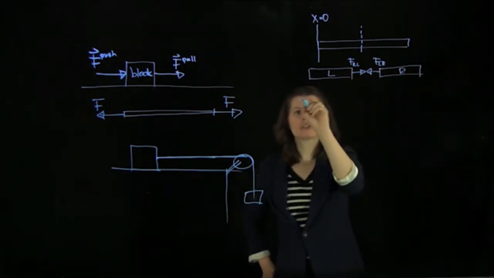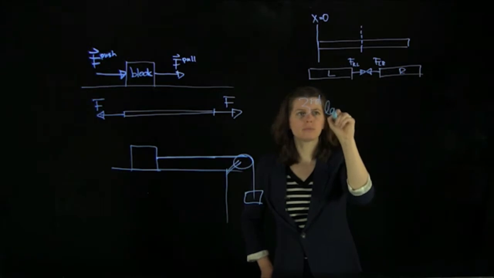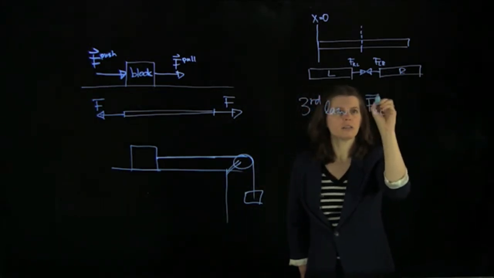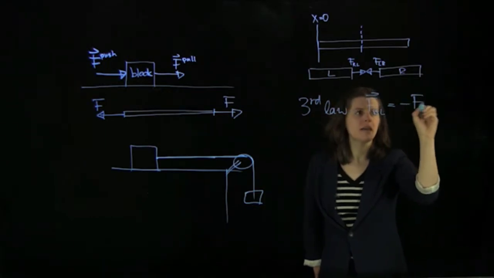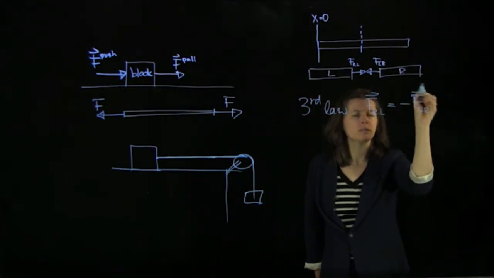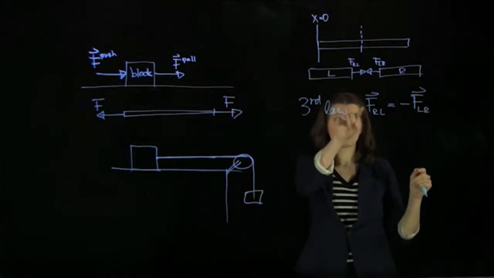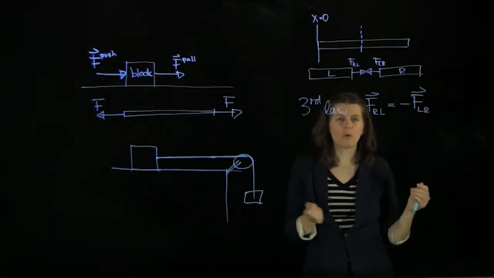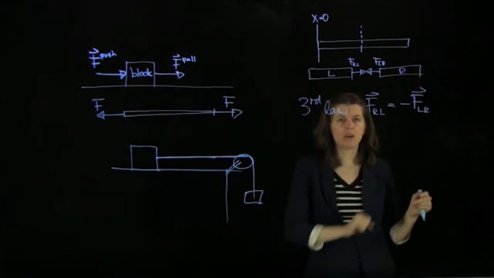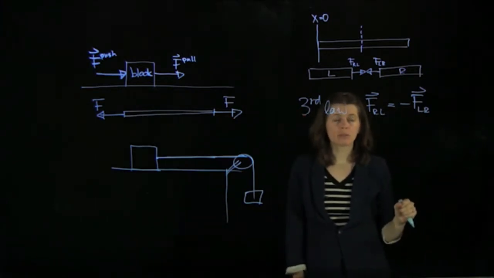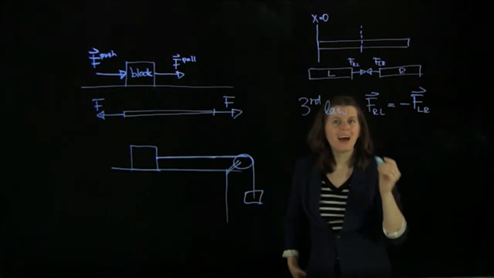And we know from Newton's third law that F_RL equals minus F_LR. So they're forces of the same magnitude, but the opposite direction. If they weren't the same, then my rope would get in trouble.